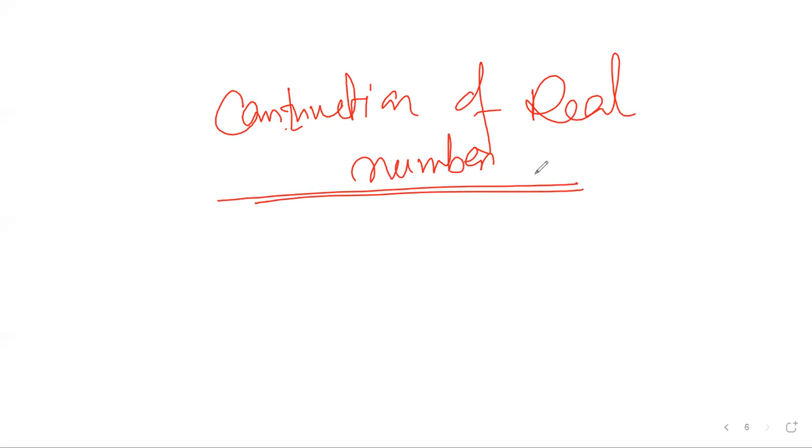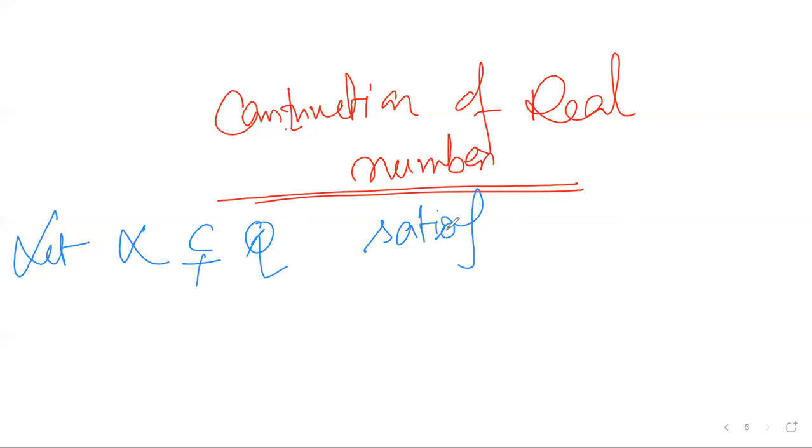So first we have to take subsets of Q. Okay, let alpha be a subset of Q satisfying... sorry, let me write properly.